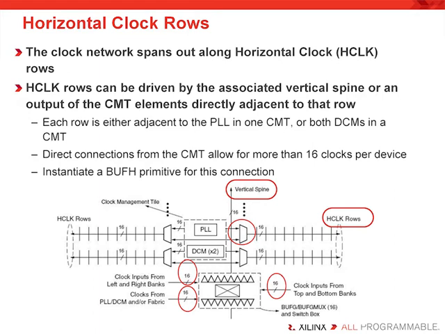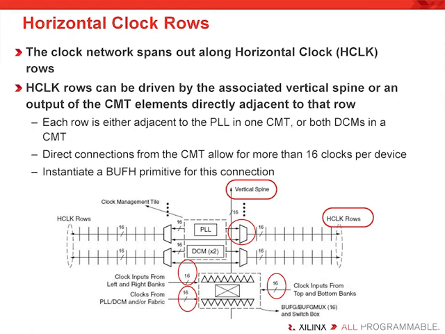Using the direct connections from the CMT to the H-clock rows can be complex and should only be used when it is necessary to access more than 16 clocks. The BUFH instantiation is required here, but is not recommended in any other context. This is because the BUFH is only partially supported in the Spartan-6 FPGA.